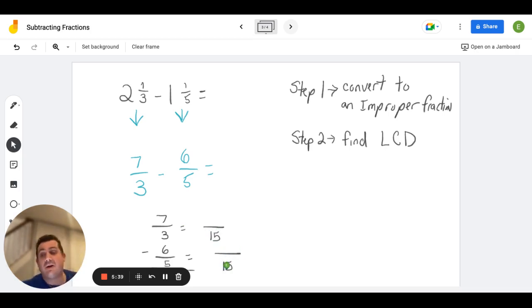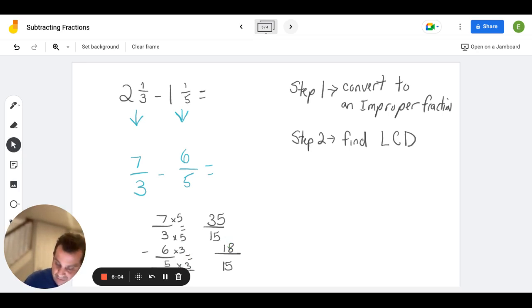And that is actually our least common denominator as well. So how many 15ths is 7/3? 3 times 5 is 15, so 7 times 5 is 35 15ths. I want to give that a check. Good. Now 6/5, 5 times 3 is 15, so 6 times 3 is 18.